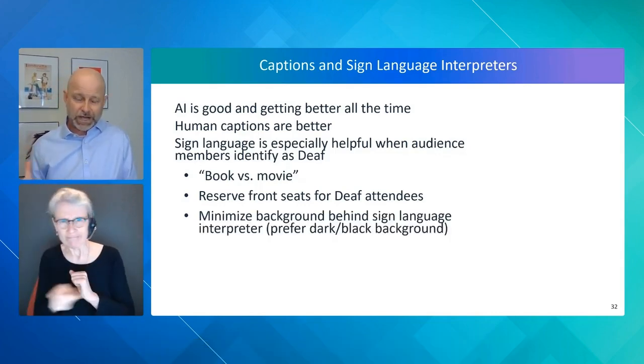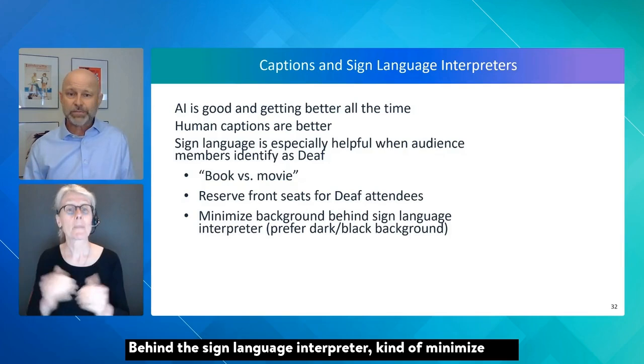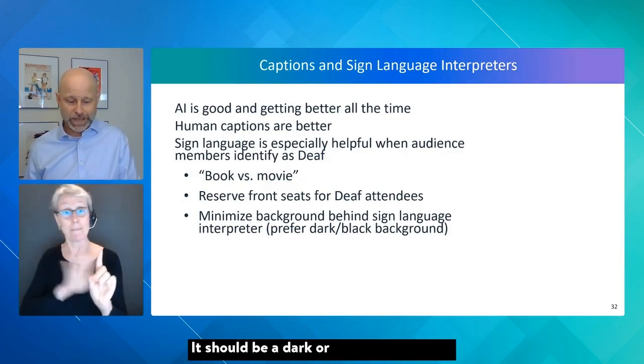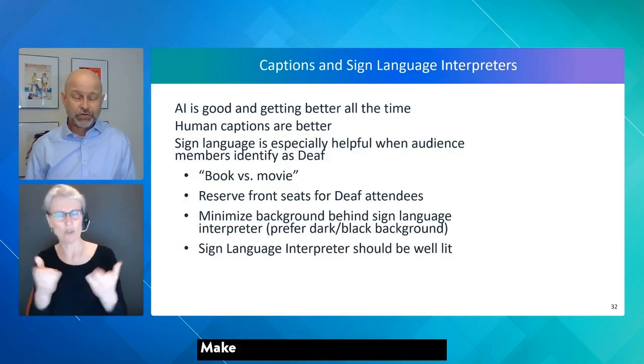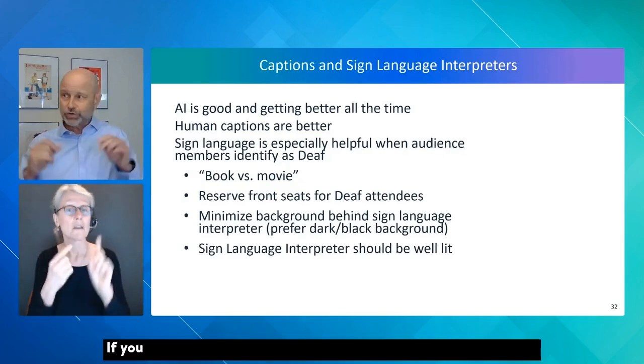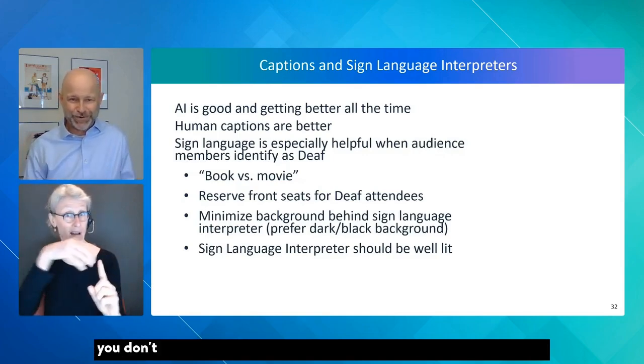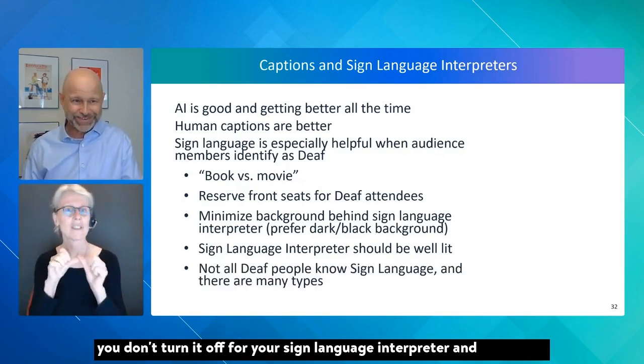Behind the sign language interpreter, kind of minimize that background. It should be a dark or black background, as it shows here. Make sure they're well lit at all times. If you turn the lights off in the conference room, make sure you don't turn them off for your sign language interpreter.